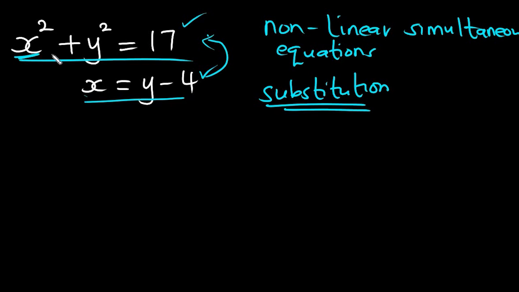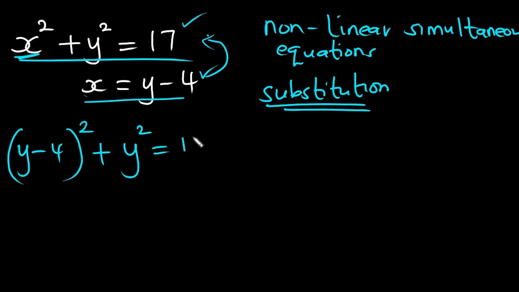So here is where we have x. The new equation would be, instead of writing x, we're going to write y minus 4 and then squared. Remember it was x squared. So it's y minus 4 squared and then plus y squared is equal to 17. So we now have an equation with only one unknown, which is y. So we can expand it and solve for the two values of y, and then we shall use them to get the values of x. So we get the values of y first, and then we use them to work out the values of x.